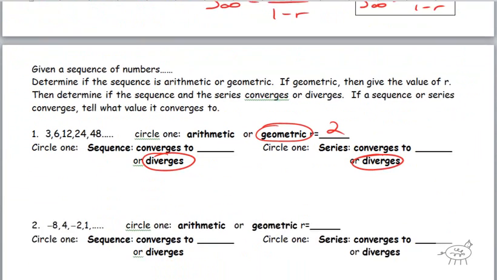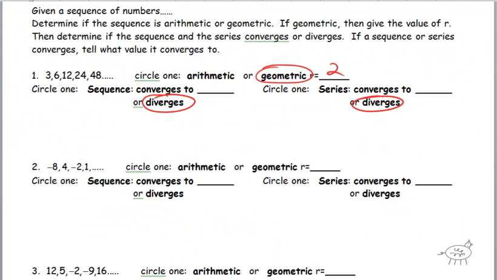Okay, let's go to the next one. Negative 8, 4, negative 2, 1. So again, if I test this out and find the value of r, because I see it's not arithmetic, r comes out to be negative 1/2.